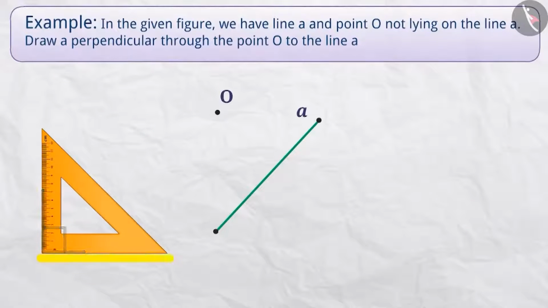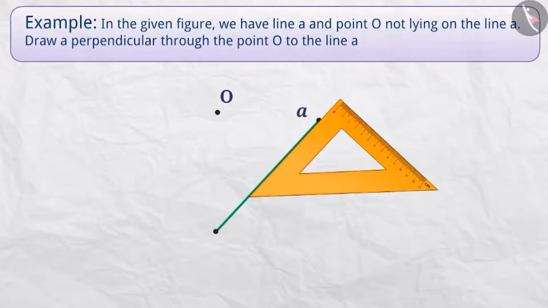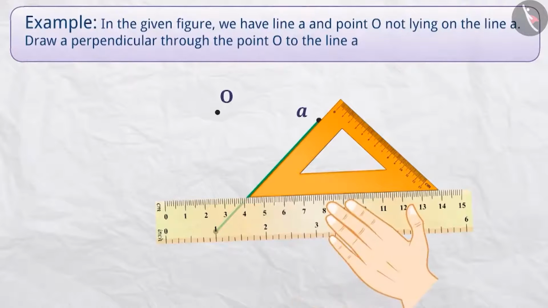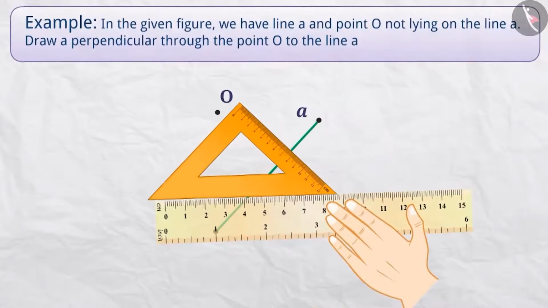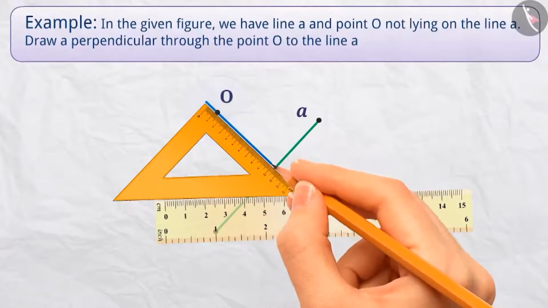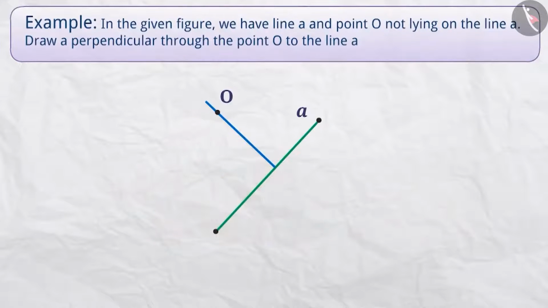Place a set square on A in such a way that one arm of its right angle aligns along with A. Next, place a ruler along the edge opposite to the right angle of the set square. Hold the ruler tight and slide the set square along the ruler till the point O touches the other arm of the set square. Join the line segment ON along the edge through O, meeting A at N. Now, line segment ON is the perpendicular line segment on line A.